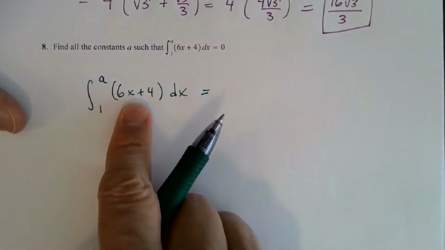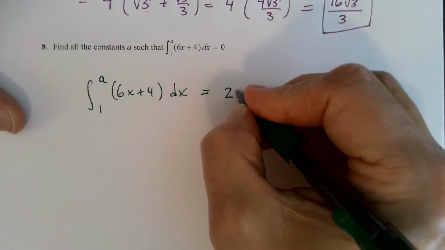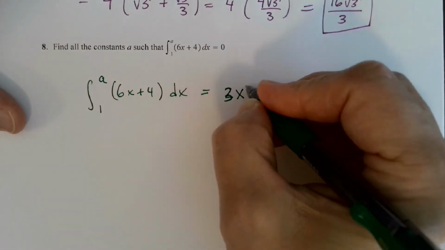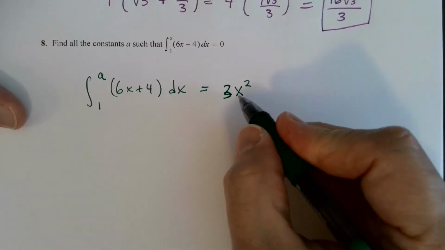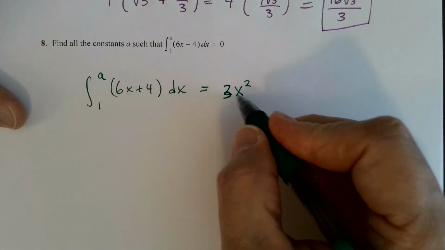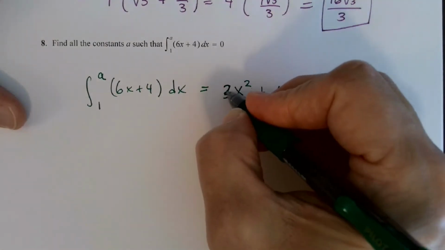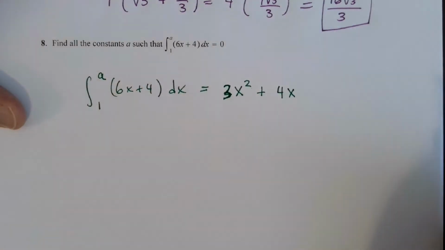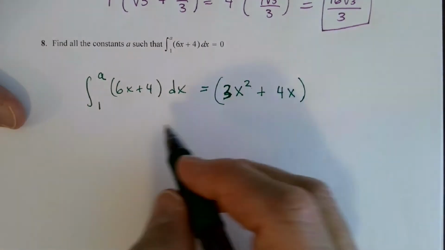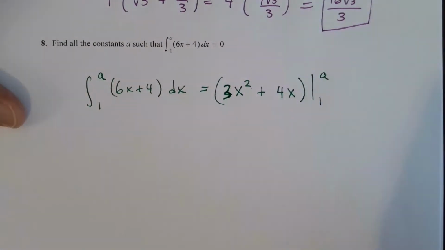How would I do this? What's the antiderivative of 6x plus 4? The antiderivative is 3x squared. All right. So hopefully you can do that pretty quickly. Take the derivative, I get 2 times 3 is 6x. And the antiderivative of 4 is 4x. Okay. Having trouble with that, again, let me know, but that should be pretty easy now for polynomial functions.